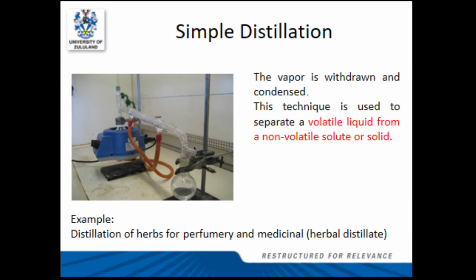So what I'm trying to say is that during this process of distillation, we have a mixture that contains both liquid A as well as liquid B. Both liquids mainly differ in terms of their boiling points, and they also differ in terms of their volatility. The one that is more volatile will be transferred from that mixture into another flask. There are a number of examples whereby distillation is very important. For example, distillation of herbs for perfumes, and also distillation of herbs maybe for medicine. So even the distillation of alcohol.